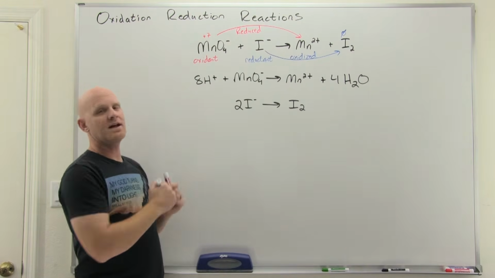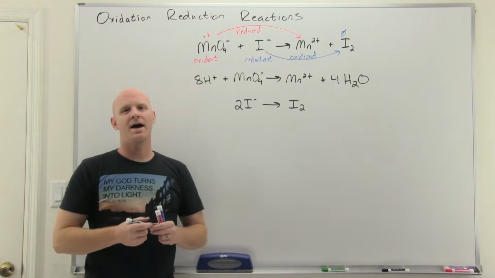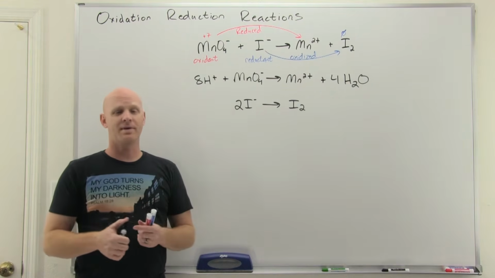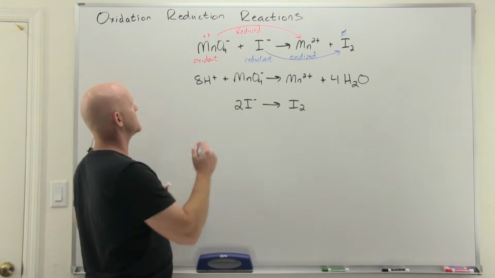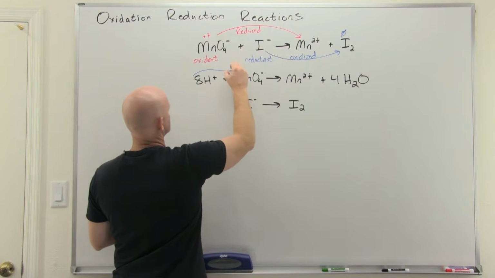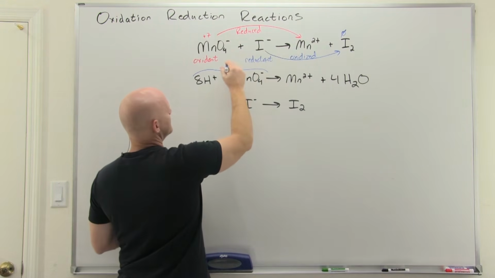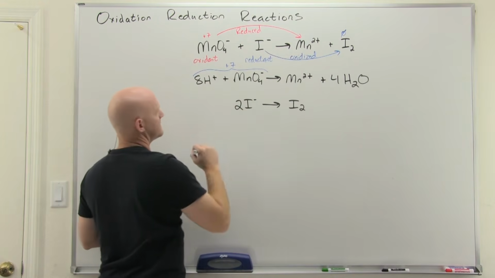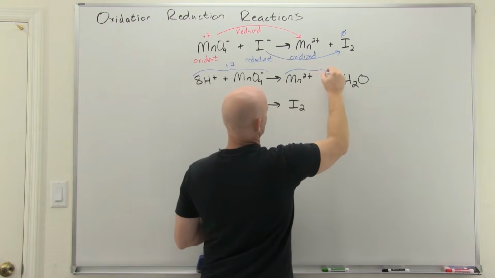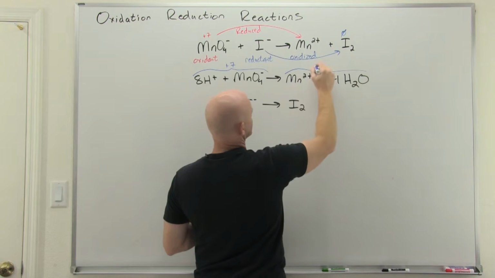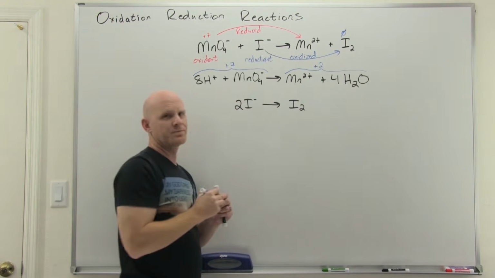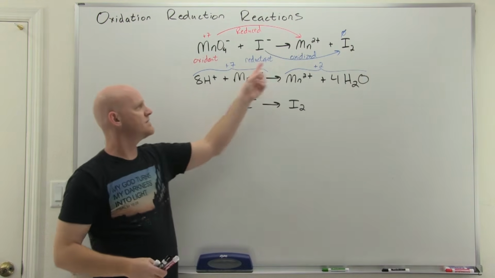And finally, now that all the elements are balanced out, we can go back and add the electrons to balance out the charge. So for the first one here, we have 8 plus 1s and then 1 minus 1 for a total of plus 7. And on the product side, the waters are all neutral, but we have 1 manganese ion here that is a total of plus 2. And so in this case, we're going from plus 7 to plus 2.